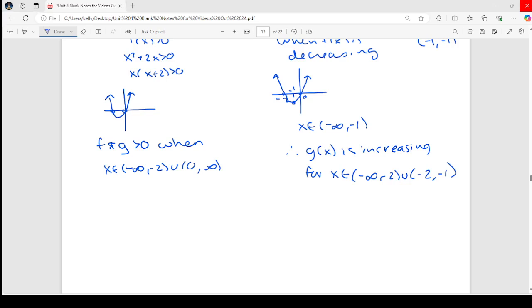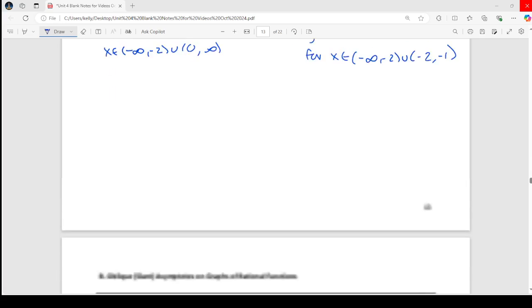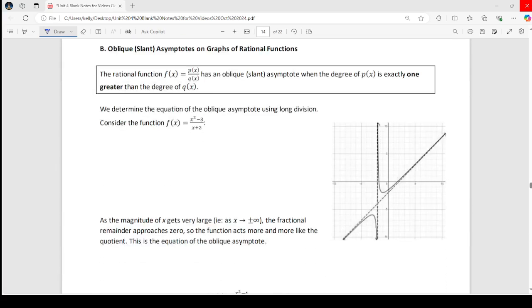So now with rational functions, we are going to look a bit more deeply into their end behaviors. So we've talked about horizontal asymptotes. There are other functions that don't have a horizontal asymptote. They actually have something that's called an oblique or a slant asymptote. This type of asymptote is going to occur when the degree of the numerator is exactly 1 greater than the degree of the denominator.